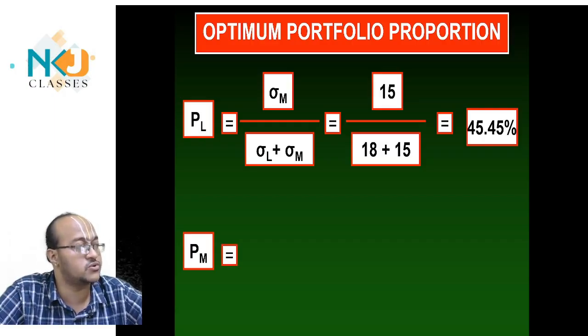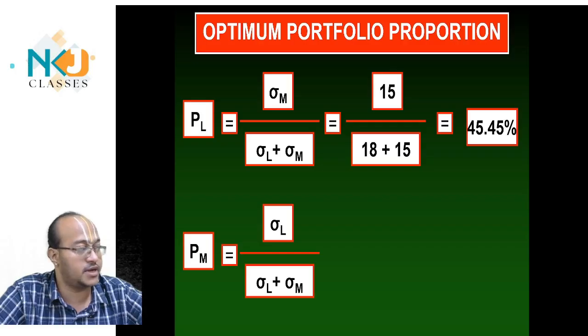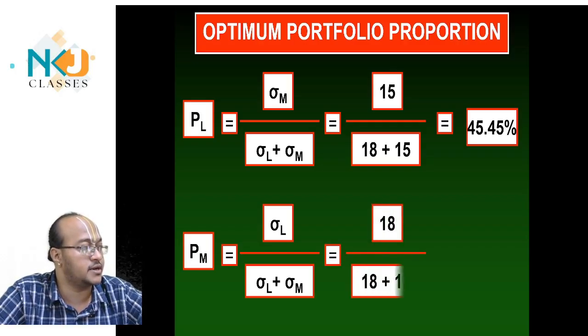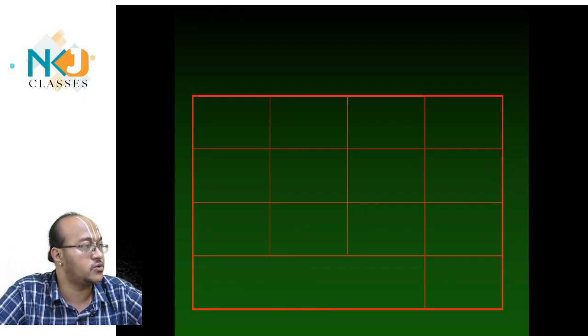Next, proportion of M. What is the formula? You should tell me. Proportion of M is sigma L divided by sigma L plus sigma M. How much is that? 18 divided by 18 plus 15 is equal to 54.55.